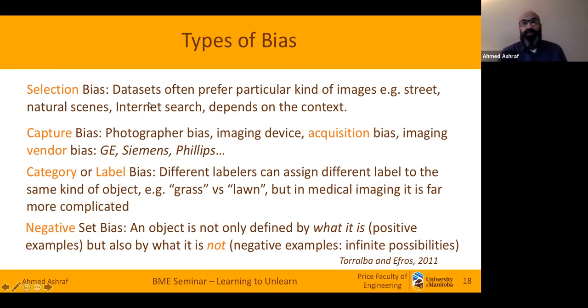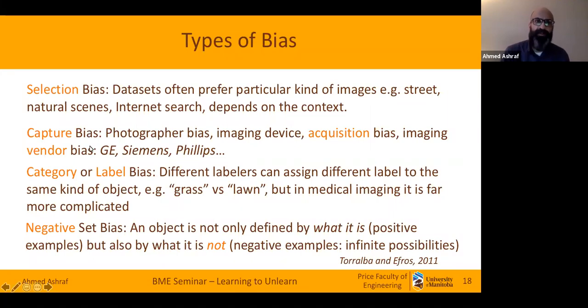Even if you are collecting images for the same kind of object, maybe you collect it directly from the internet, or maybe you are more predisposed to just capturing images from the street because it's more convenient for you. And of course, that all depends on what we're trying to study.